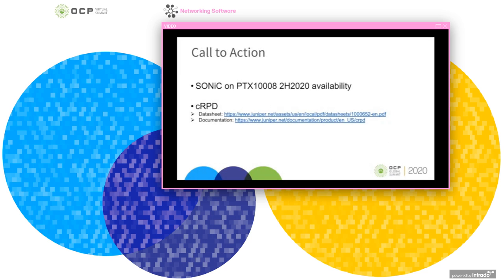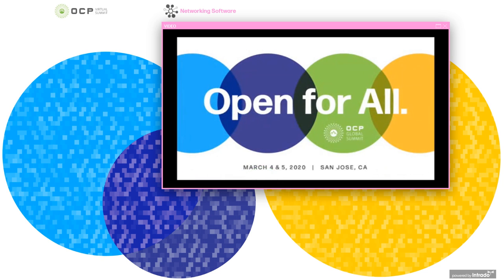As we wrap up, SONiC on the PTX 10008 will be available later this year in 2020. For information on CRPD, Juniper's routing protocol suite, I refer you to the following URLs. That's a quick summary of MPLS and MACsec on a modular chassis running SONiC.